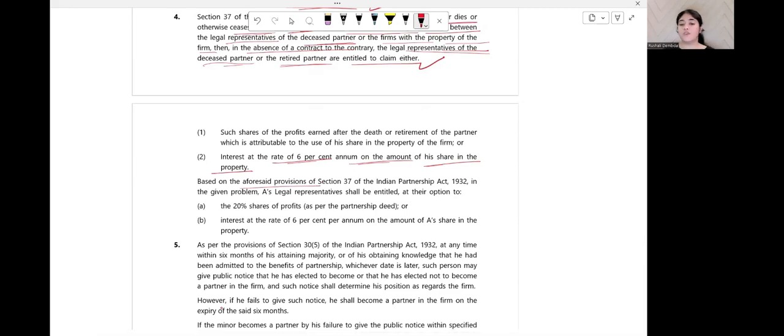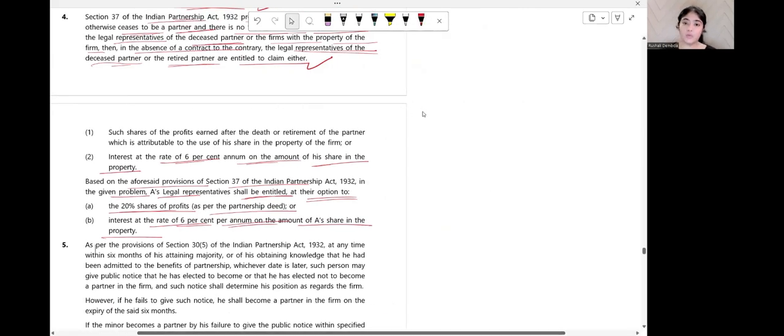Based on the aforesaid provisions of Section 37, in the given problem, A's legal representative shall be entitled at their option to 20% of the share of profit as per the partnership deed, or interest at the rate of 6% per annum on the amount of A's share in the property. Now, let me take an example and tell you that.